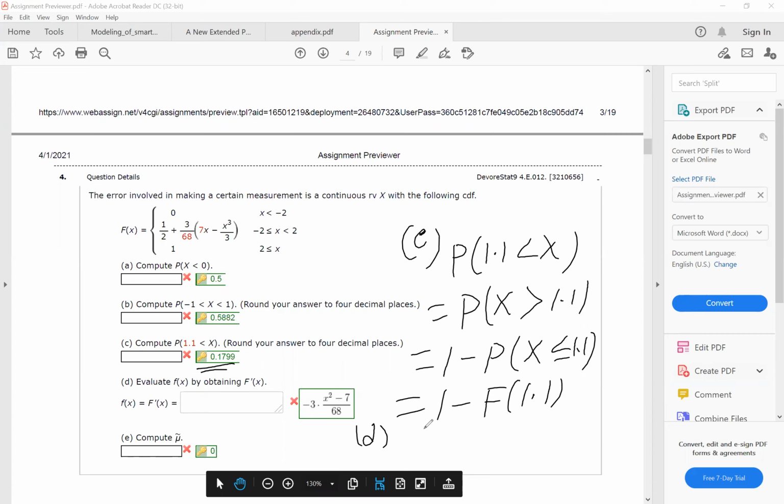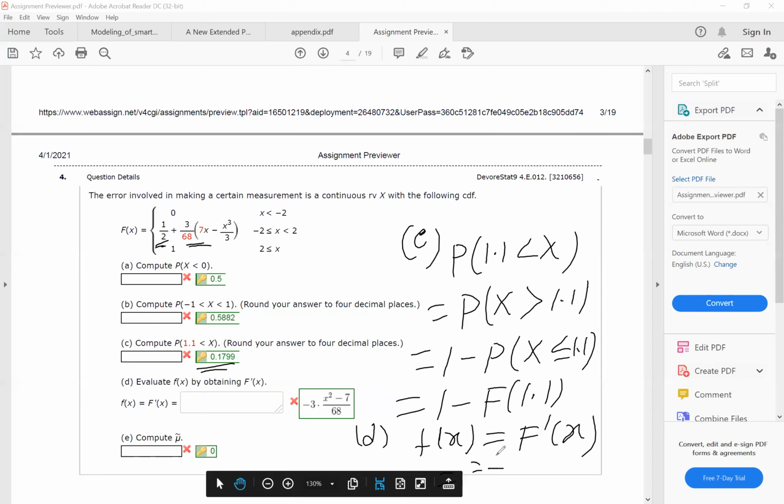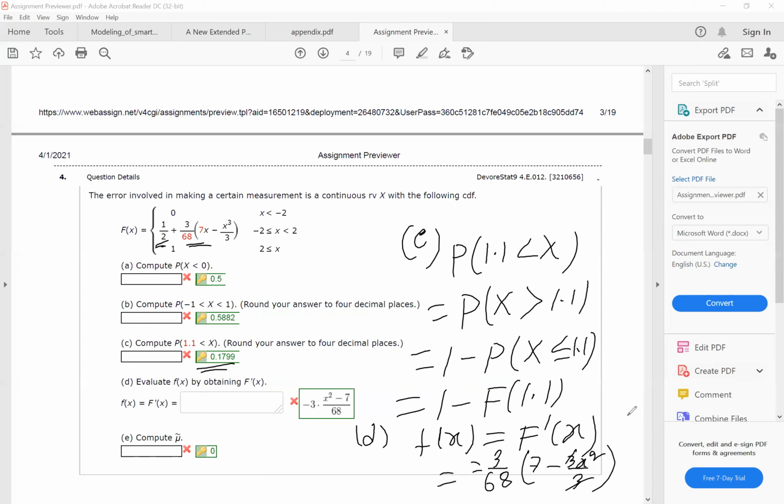Now in part D, we have to find f of x, which is the derivative of the capital F. So if you calculate the derivative of this one, the derivative of this part is 0, and the derivative of this part will be 3 over 68 times 7 minus 3x squared over 3. So 3 will be cancelled out. So we'll have 3 over 68 times 7 minus x squared. So if you factor out the minus sign, then the answer will be this one. Yeah, so this is the final answer.